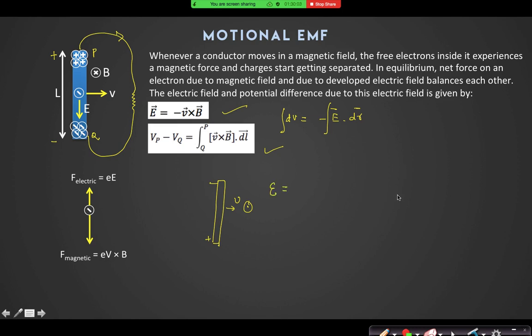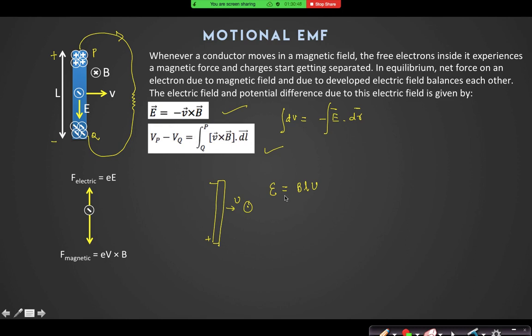Now, what is the EMF induced? Look, if it is a straight conductor, then V cross B and dl will always be along the same line. Yes or no? Yes, sir. If it is a straight conductor, and if the velocity is perpendicular to the conductor length, then you can always say that EMF induced is equal to B into L into V. Because this B cross V is always B into V, yes or no? Because they are perpendicular to each other in this case.